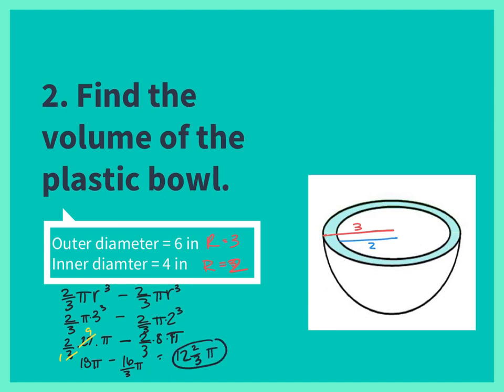which is the same thing as 12 and 2/3 pi. Now let's just remember here in this problem what we did is we took the volume of the big hemisphere and subtracted the volume of the small hemisphere. That gave us the plastic.